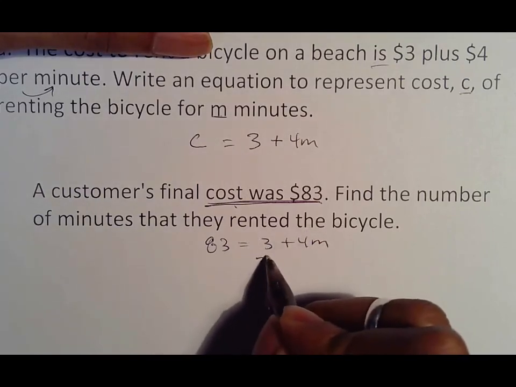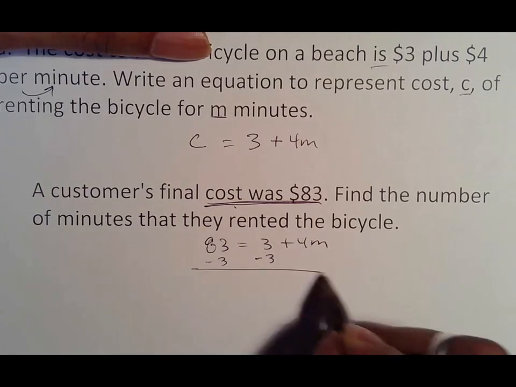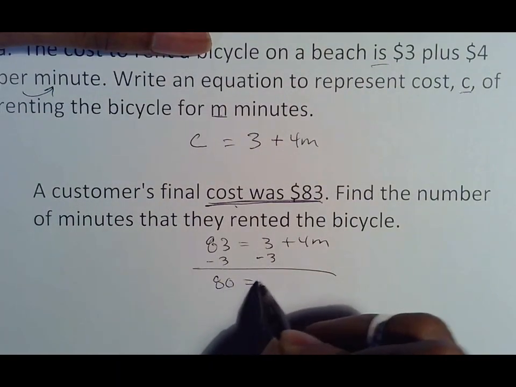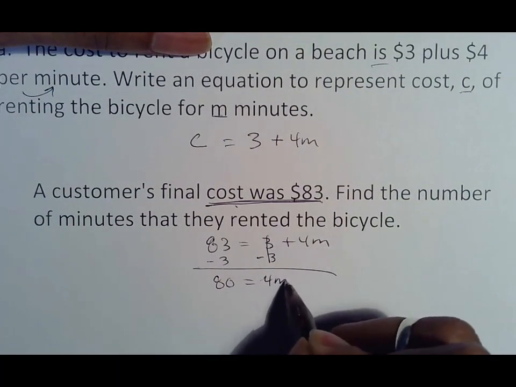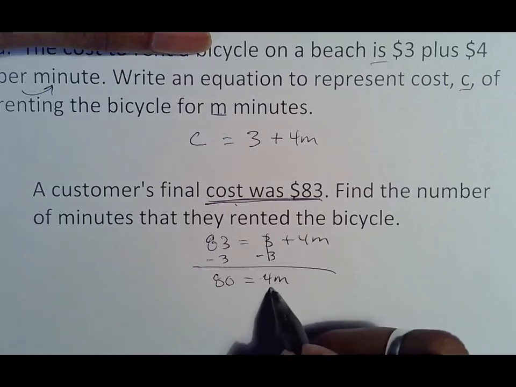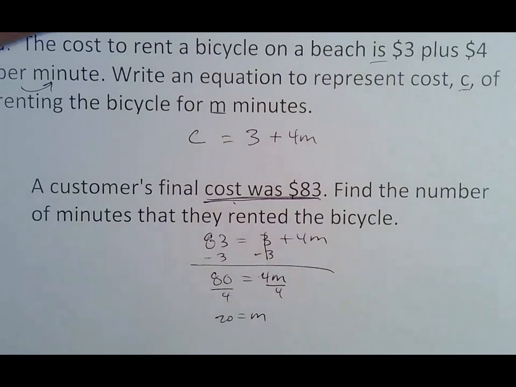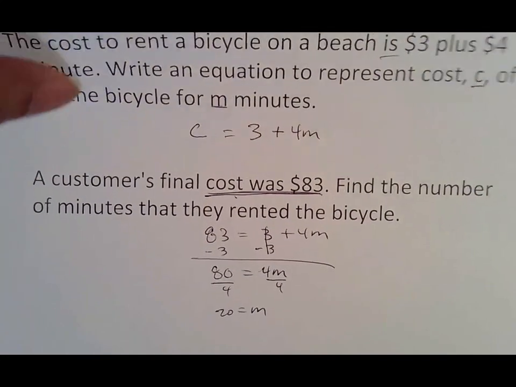This is the weaker number, and this is a positive 3. So what we're going to do is subtract 3. Yes, it's a slightly different type of problem, but you'll be fine. 83 minus 3 is 80. That goes away, bringing down 4m. Then divide by 4, getting 20 for m. So it means that they rented it for 20 minutes. And that's it. That's really the only thing you've got to be ready for.